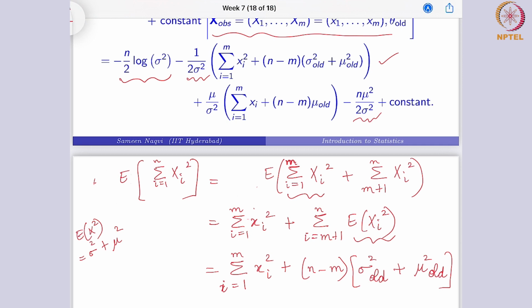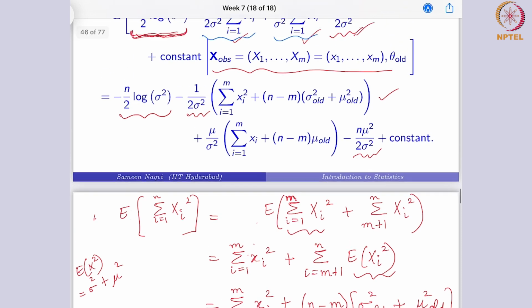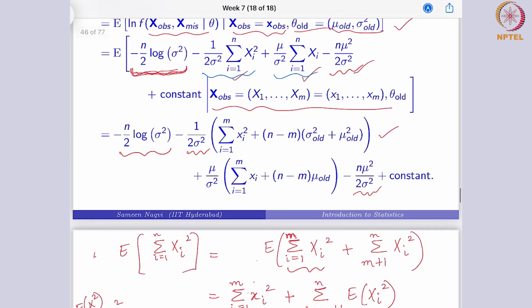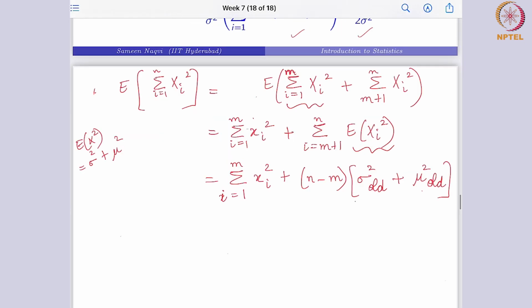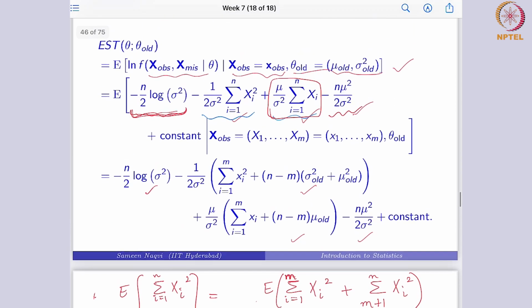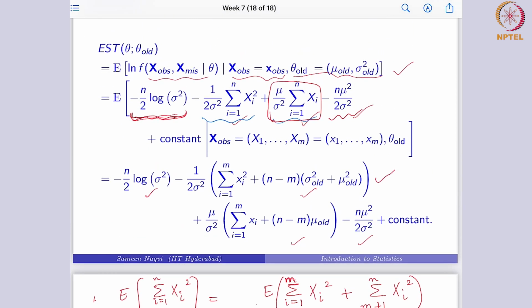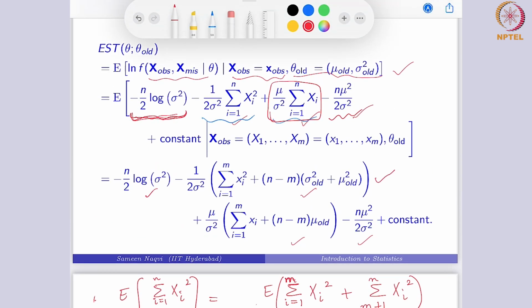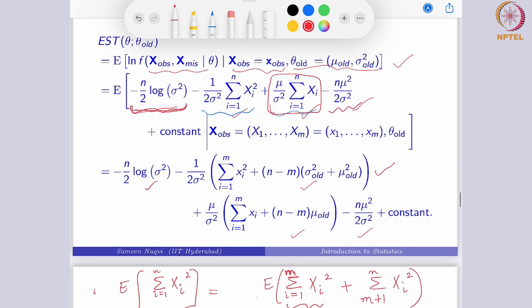So what you have obtained over here, if you compare this one, is summation xi square plus n minus m times sigma square old plus mu square old. Okay, so the first term is done. Here we have obtained expectation of summation xi square. So this term is already done. Now let us see what will happen if I take the second term over here.